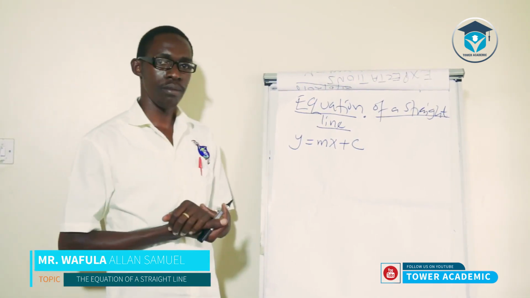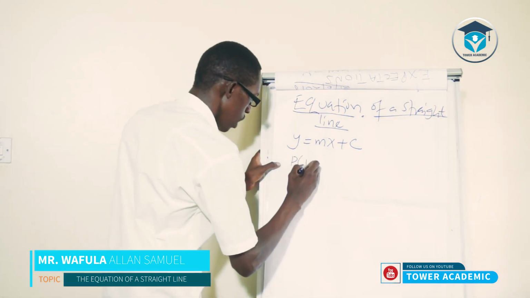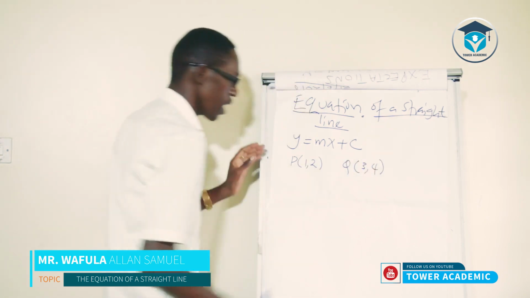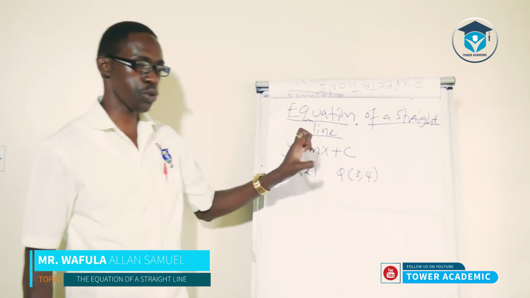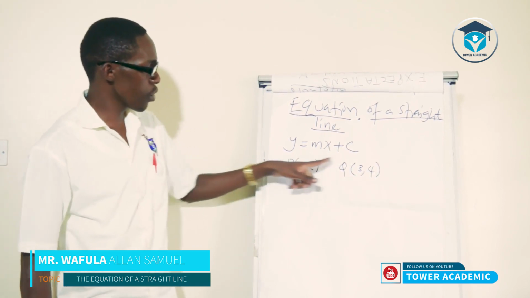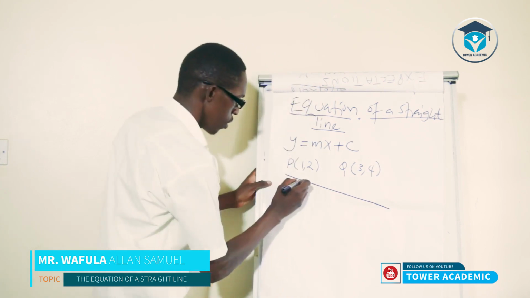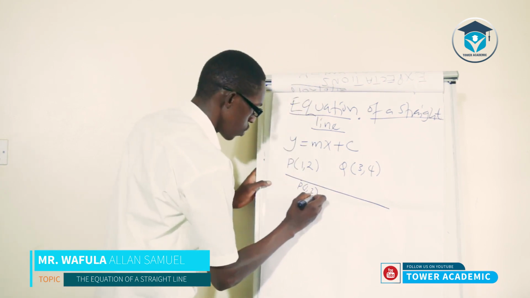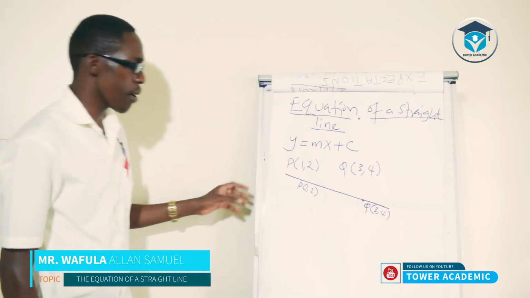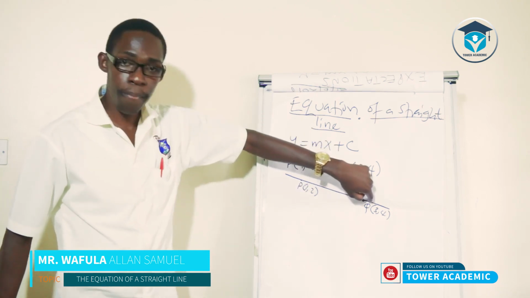Take an example. If we have 2 points, P is (1, 2), and Q is (3, 4). These are 2 points that are on a straight line. Then we need to get the equation of the straight line which passes through P and Q. If I sketch that line, you have P, which is (1, 2), and Q, which is (3, 4). We are required to obtain the equation of this line that contains P and Q.